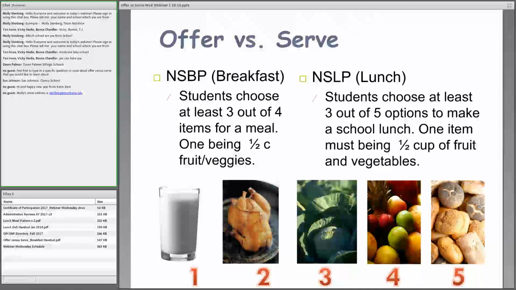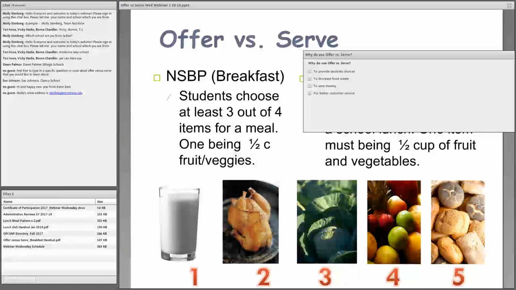Oh, I forgot to pull a poll in earlier, so I'm going to pull it in now if that's okay. I'm just wondering why you use offer versus serve. If any of these apply to you, let us know. Please choose more than one. Choose as many as apply.